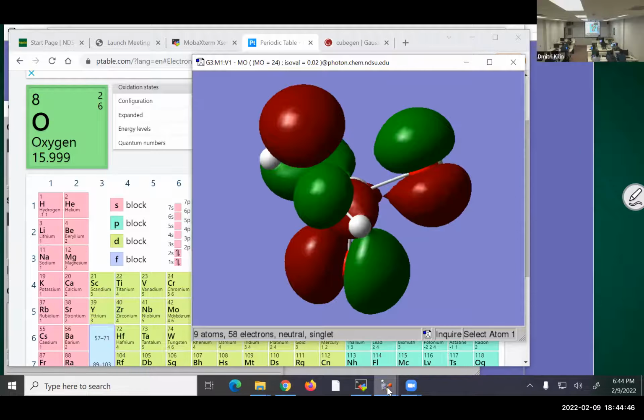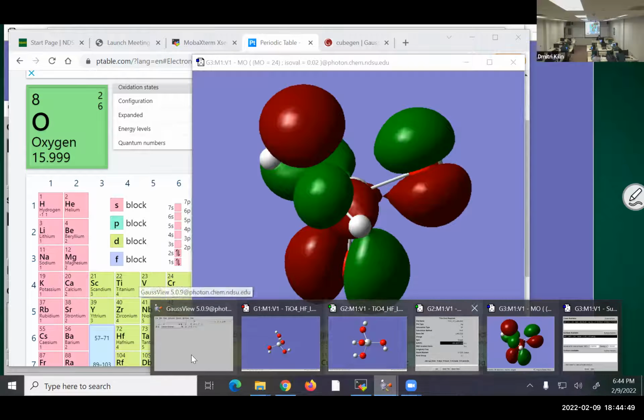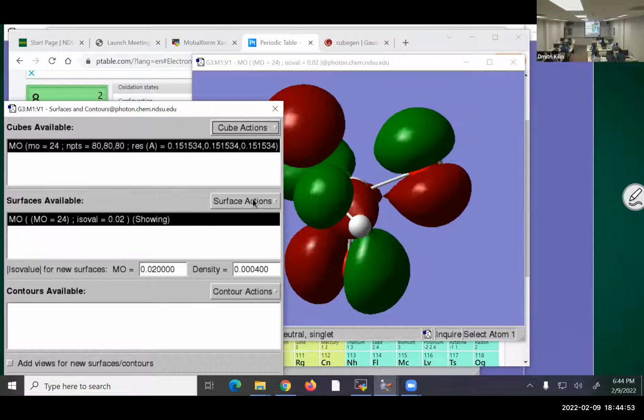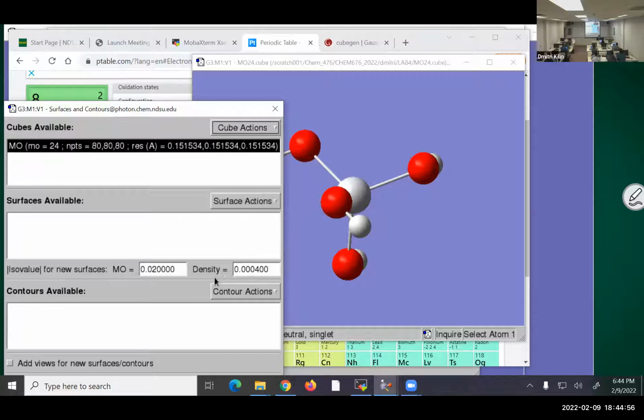What else is interesting? When I was, let me remove surface. Here there are numbers. ISO is a value for new surface. So let me, instead of 0.02, put 0.04. Who can guess what will happen to the molecular orbital? Especially, I would like to hear input from Lola and Haley. What would happen if I change the ISO value?